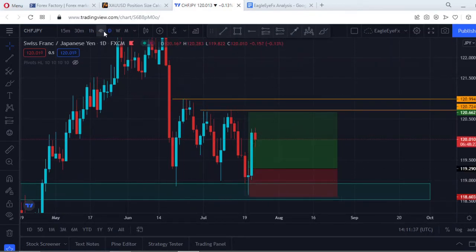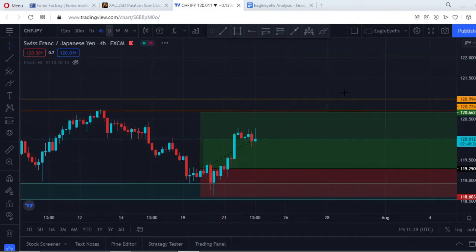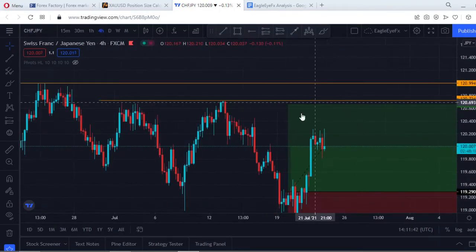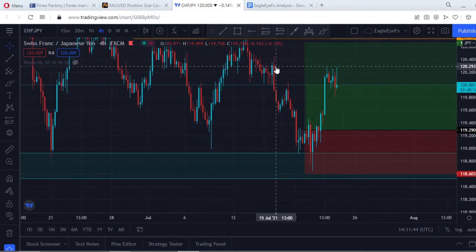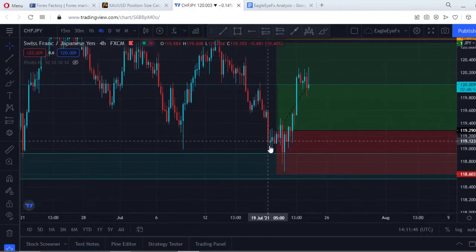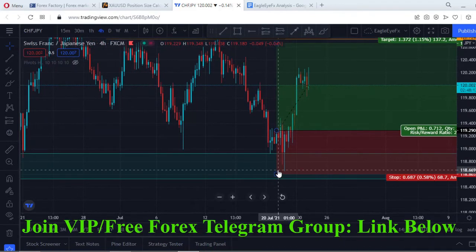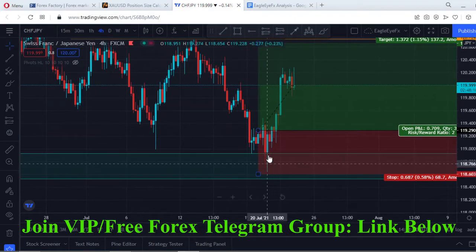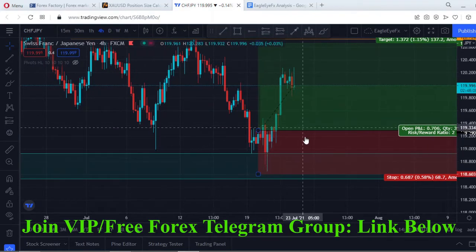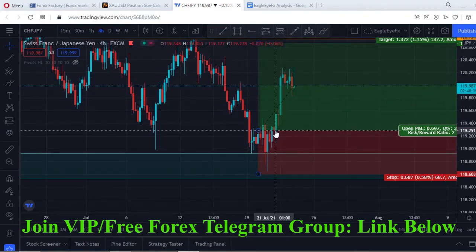So let me go to the 4-hour time frame, and you see that on the 4-hour time frame it becomes more clear. You can see that the market came down, was pushed up, then came to test again, and you can see that there's a very strong rejection to the upside. So that's why I took this trade somewhere around here.